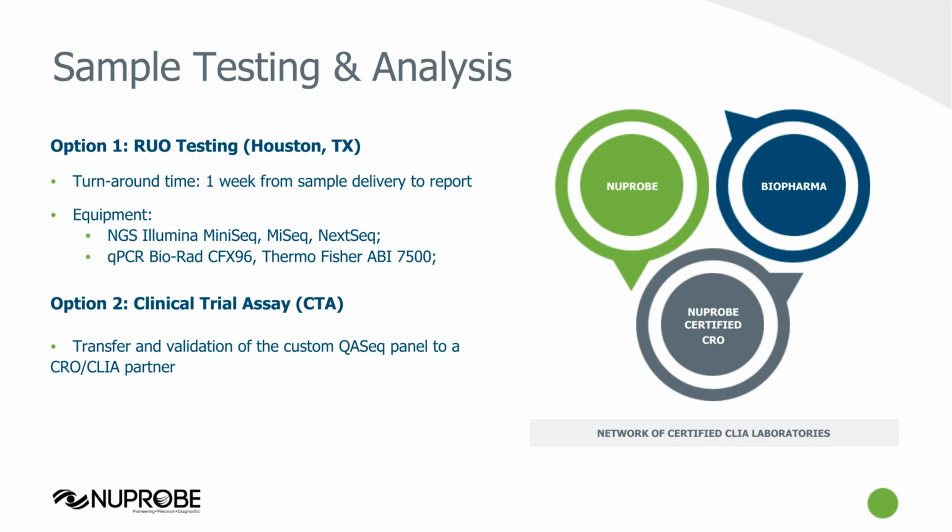So for sample testing and analysis, there are two options. The first option is that we provide the testing services using custom QASeq panels developed by NuProbe in our Houston laboratory. So the turnaround time is 1 week from sample delivery to report, and the entire analysis is performed in Houston. The second option, we provide solutions to transfer and validate custom panels to third-party CRO partners certified by NuProbe for clinical trial assay development in the US and in Europe.